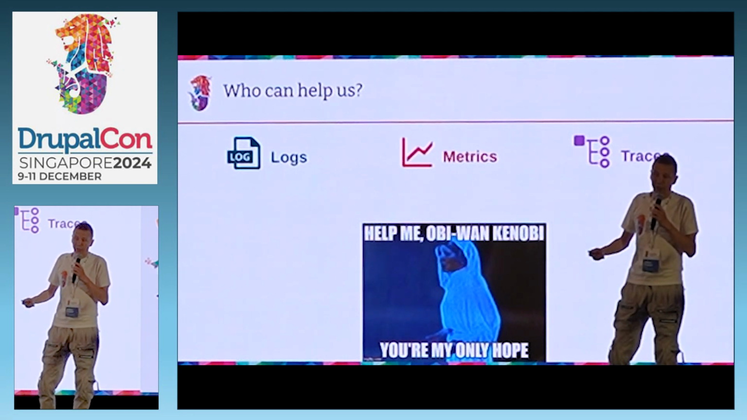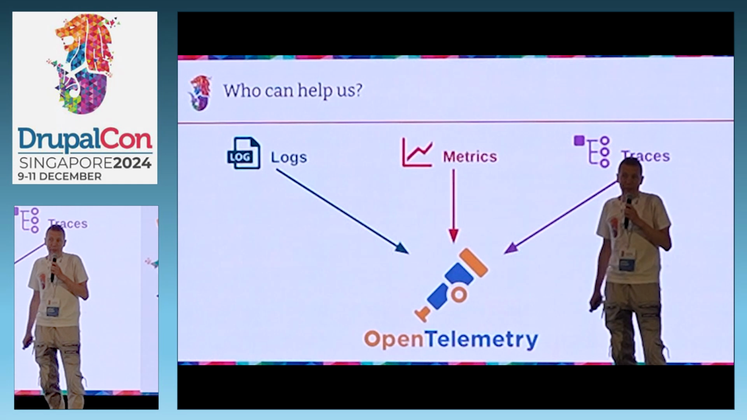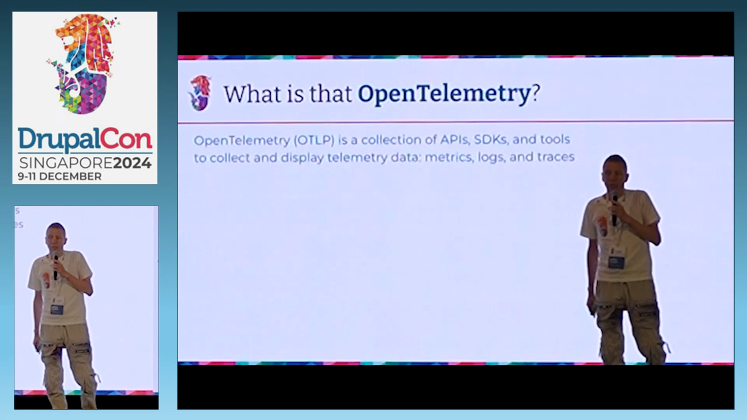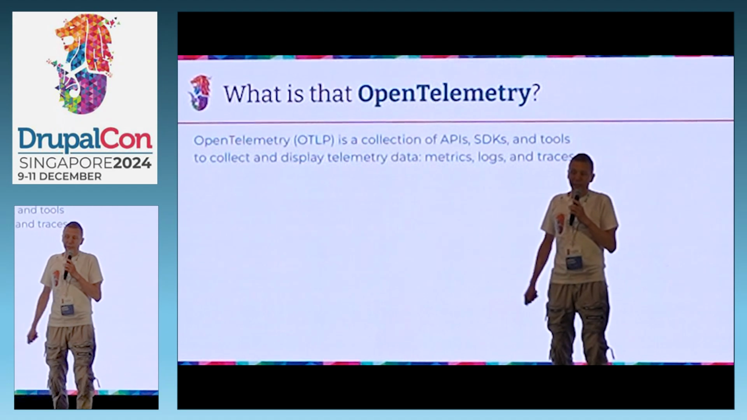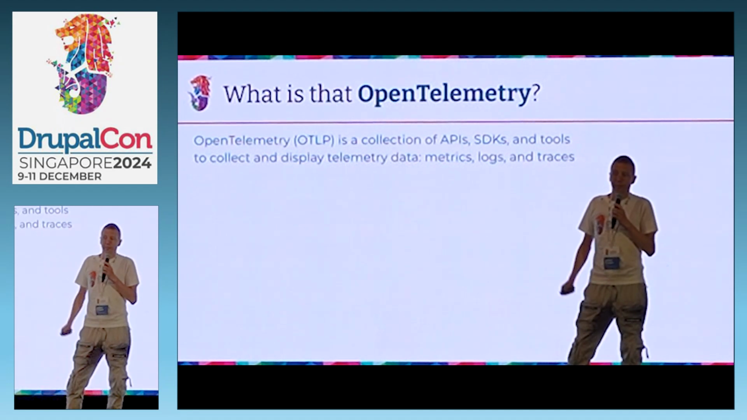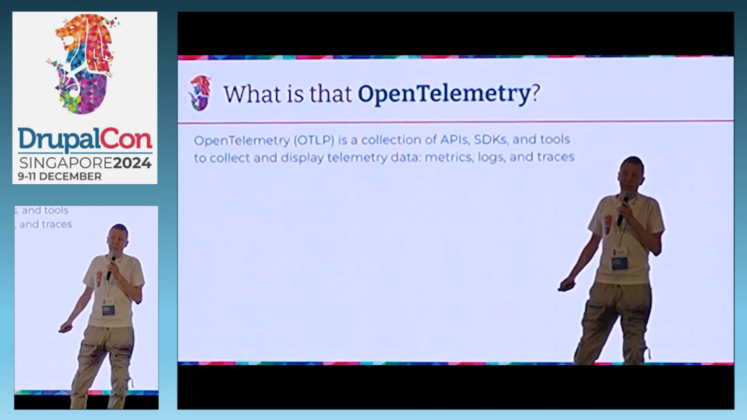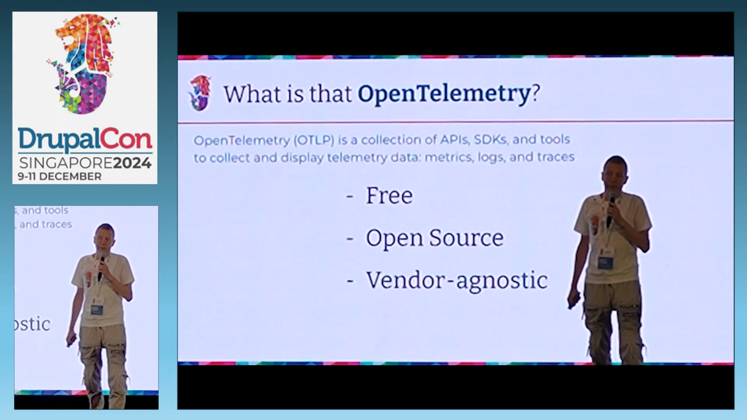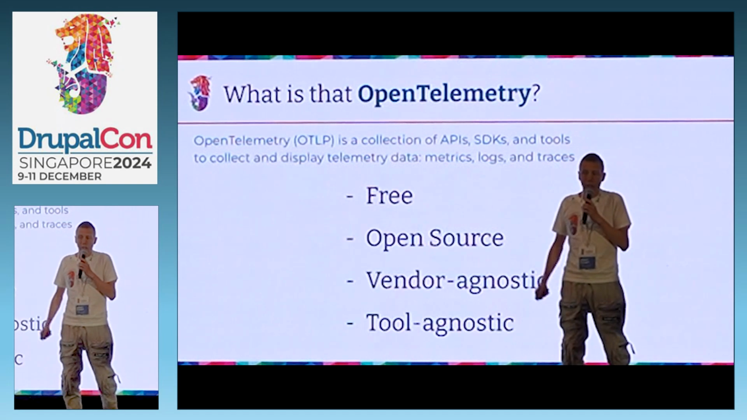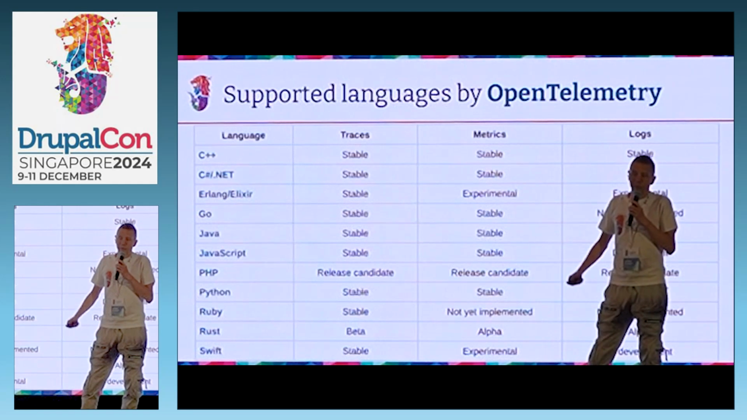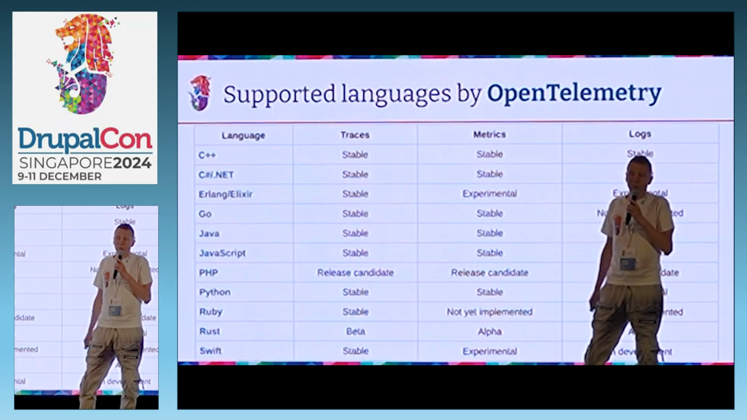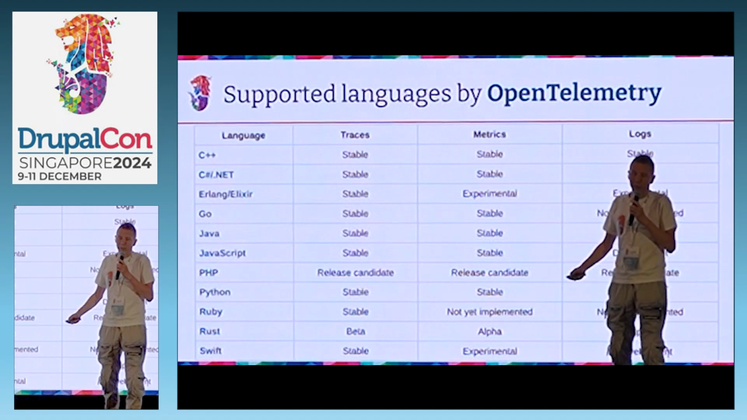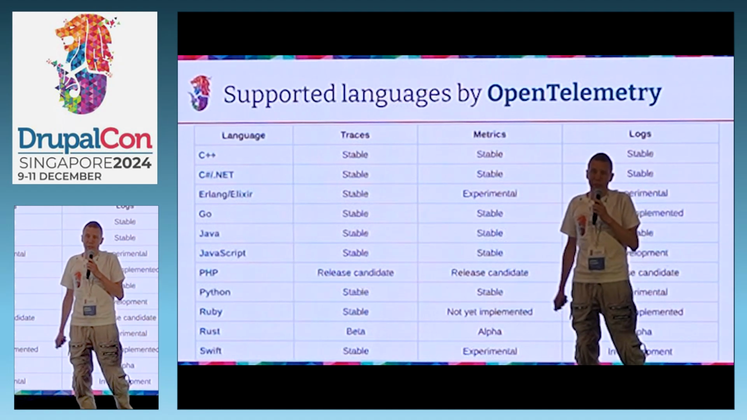And the solution is already here. The name is OpenTelemetry. So what is that OpenTelemetry? It's a collection of API, SDK, and tools to collect and display telemetry data: metrics, logs, and traces. And it's free, open source, vendor agnostic, and tool agnostic. And it already provides support for a wide variety of languages, starting from PHP, JavaScript, Python, C++, and even Rust.